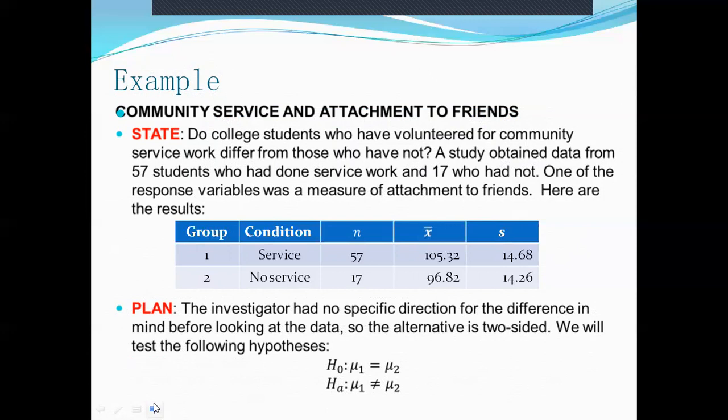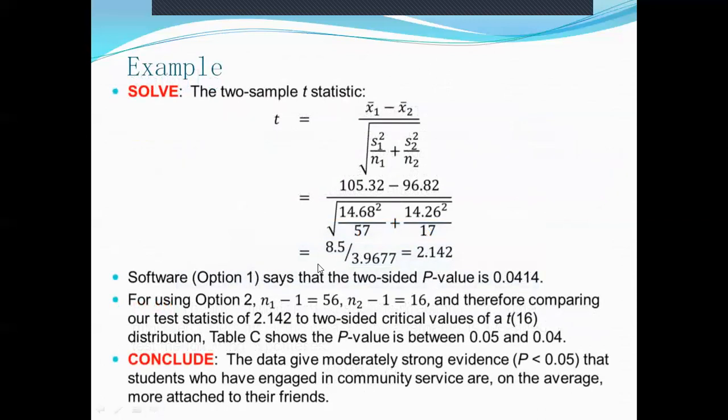We will test the following hypotheses. The null hypothesis is that there is no difference between mu1 and mu2: mu1 equals mu2. And our alternative hypothesis is that there is a difference between mu1 and mu2, that they are not equal, two-sided. The two-sample t statistic is t equals the difference in the sample means divided by the standard error for the difference in the sample means, which is 2.142.